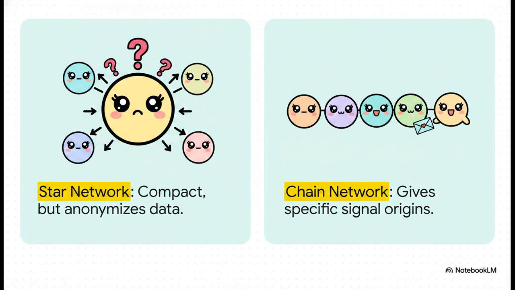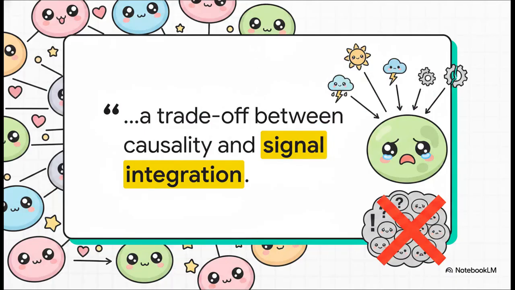A linear chain network, on the other hand, takes more steps. It takes longer to traverse, but the path itself guarantees that the receiver knows exactly where the specific signal came from. As the paper states, the heterogeneous network is likely to result from a trade-off between causality and signal integration.